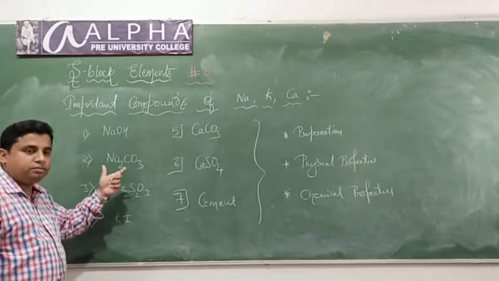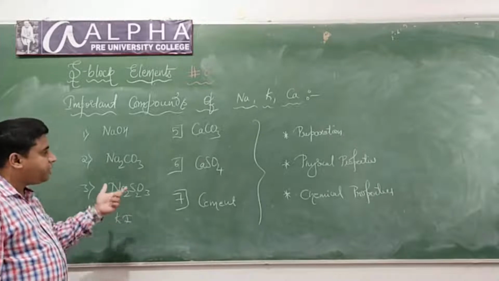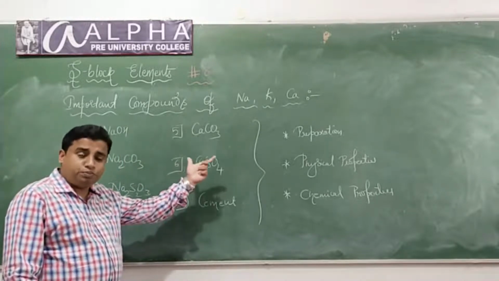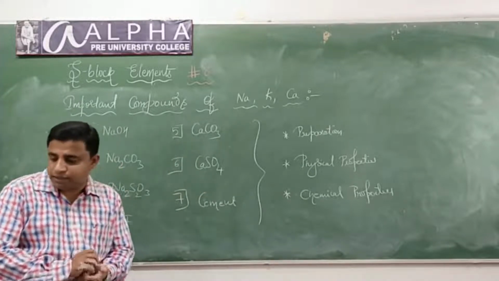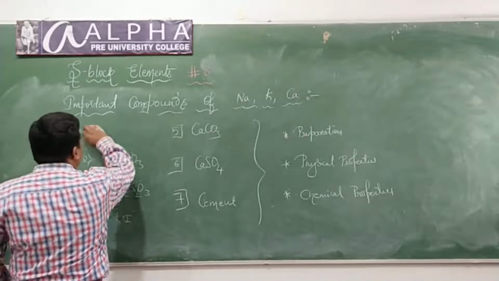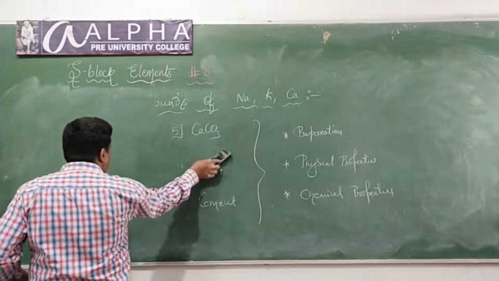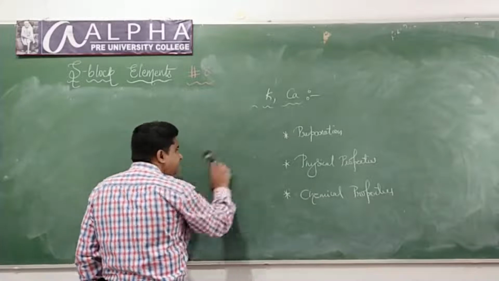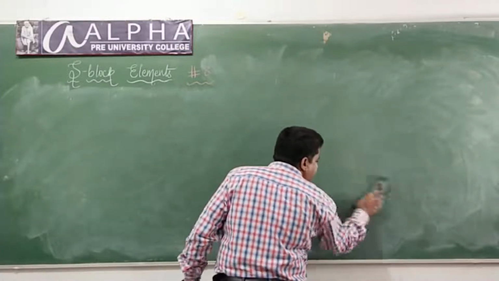Sodium hydroxide, sodium carbonate, sodium thiosulfate, potassium iodide, calcium carbonate, calcium sulfate, that is gypsum and plaster of Paris, and lastly we will talk about cement. So now I'll be starting with the first compound of sodium. What is it? Sodium hydroxide, NaOH.